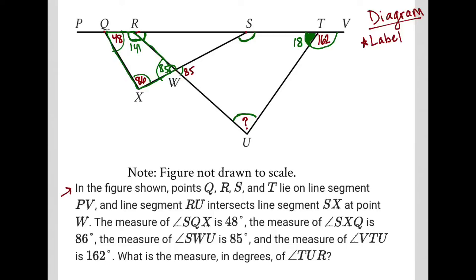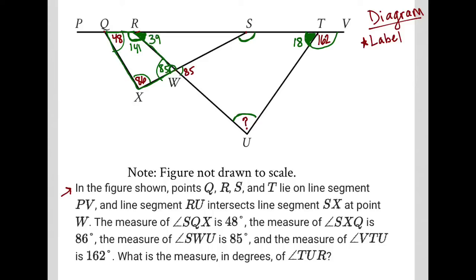But the reason why I liked finding that angle is because it tells me what this angle next to it is, because it's the supplement to that angle. So I know that that's going to be 180 minus 141, which is 39. So this is 39 degrees.